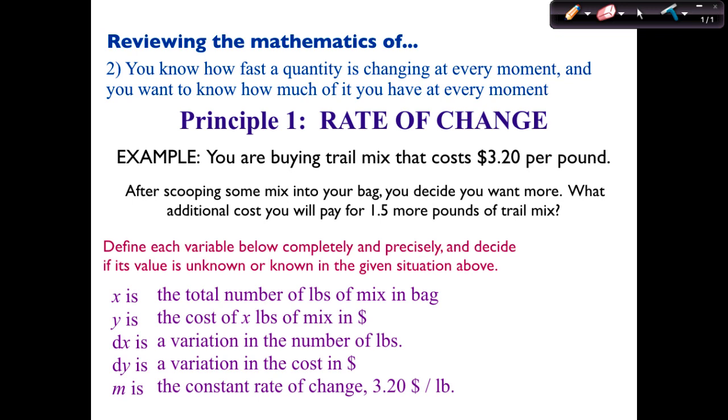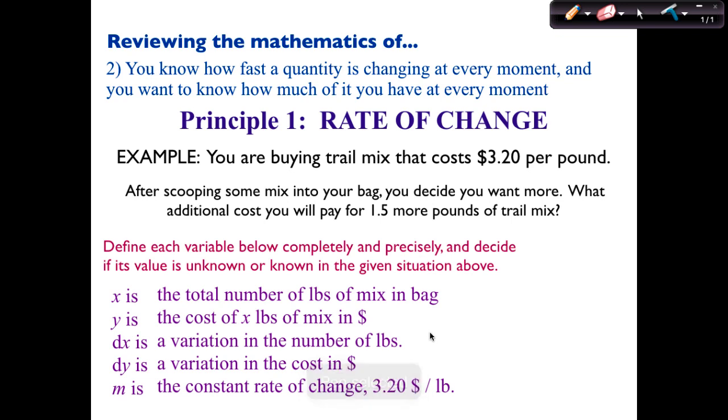Okay, so known or unknown? The total number of pounds of mix in the bag, known or unknown, in terms of the information I gave you? The total number of pounds is unknown, right? Because I put some in, and then I added some more. I never told you how much I gave you initially. We added 1.5, so the total number is unknown. What about the total cost? Unknown, okay? What about the variation in the number of pounds?